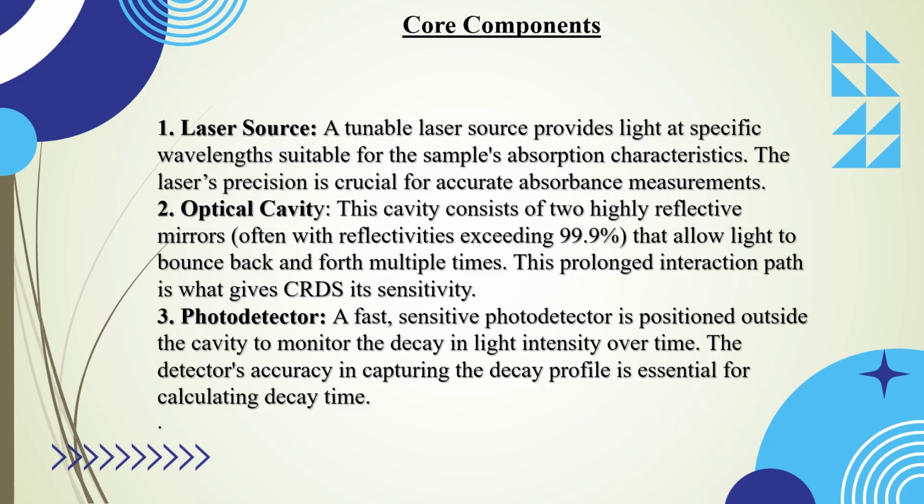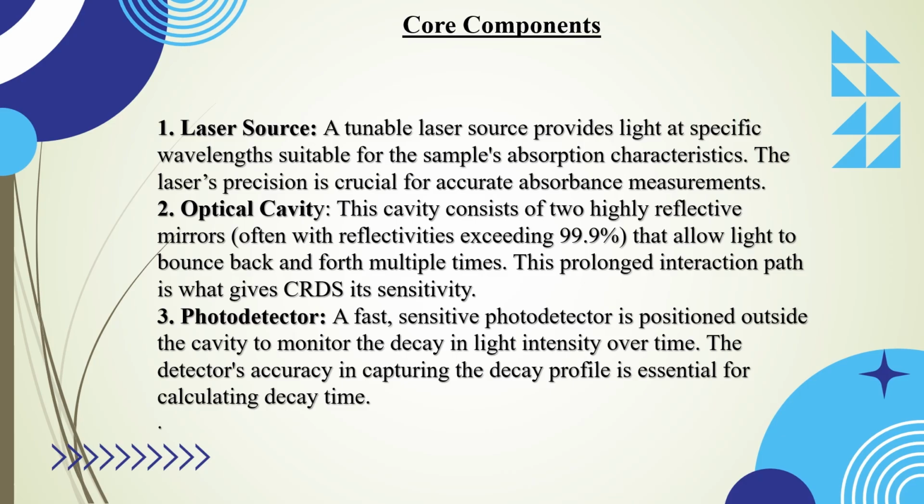Now discussing core components. First is the laser source, a tunable laser which provides light at specific wavelengths suitable for the sample's absorption characteristics. The laser's precision is crucial for accurate absorption measurements. Second, optical cavity. This cavity consists of two highly reflective mirrors, often with reflectivities exceeding 99.9%, that allow the light to bounce back and forth multiple times. This prolonged interaction path is what gives CRDS its sensitivity.